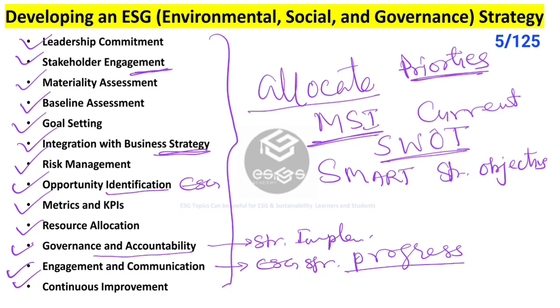So by following these steps, what I explained above, organizations can develop a comprehensive ESG strategy, by integrating ESG considerations into core business practices, which will be driving long-term value creation and positive impact for all the stakeholders.